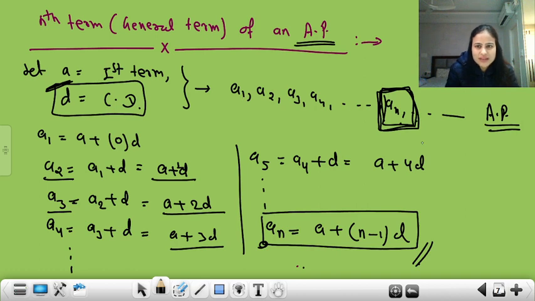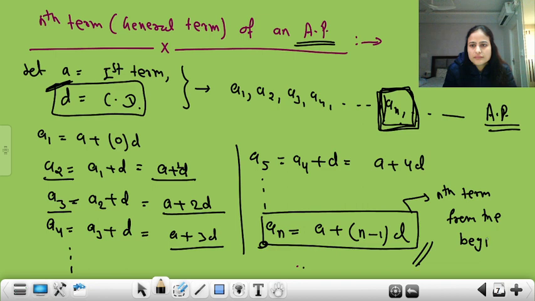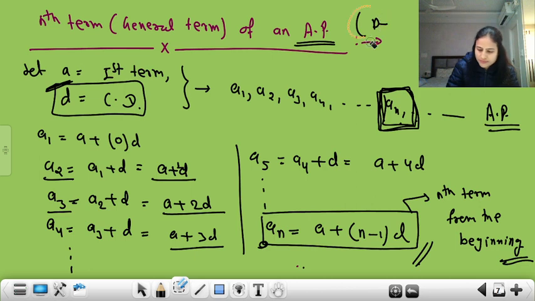A1, A2 up to n. So remember, this is the formula to get the nth term from the beginning. Right? Okay. Now, how to get the nth term from the end? Suppose I have an arithmetic progression containing a finite number of terms. So let me write down here the nth term or general term from the beginning.